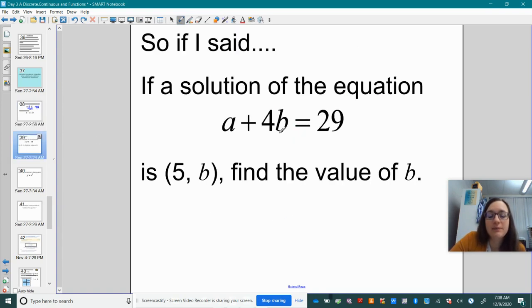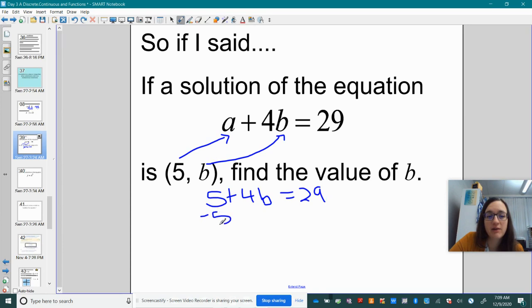So if I said, if a solution of the equation a plus 4b equals 29 is 5, find the value of b. Well, we can substitute things in here. We know this is b, which means this has to be a. So we would plug in 5 plus 4b. We still don't know what b is. That's what we're trying to figure out, is equal to 29. And then we solve that, right? So we could subtract 5 from both sides, which would leave us with 4b is equal to 24, where b is equal to 6. So we could figure out what b is if we need to.